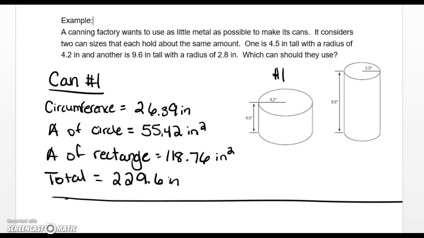Hey everyone, welcome back to the Workplace and Apprenticeship 10 video. This is part 2 of lesson 3.3. And in the first video, we were looking at a situation about a canning factory. We want to know which can uses less material.